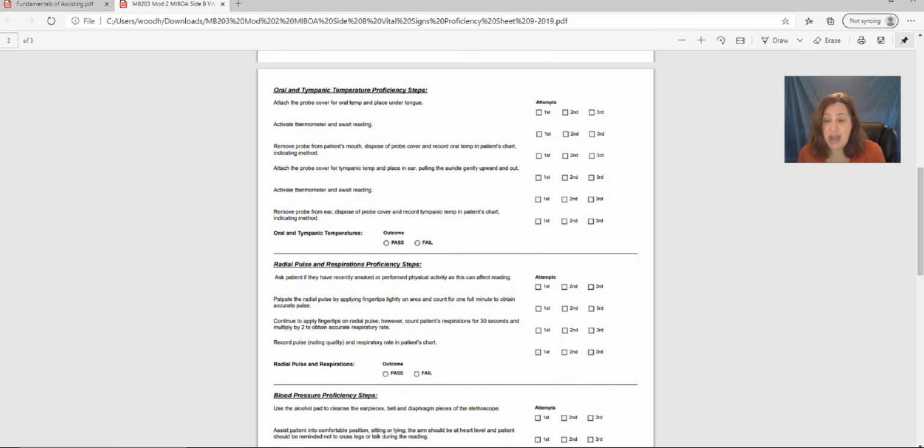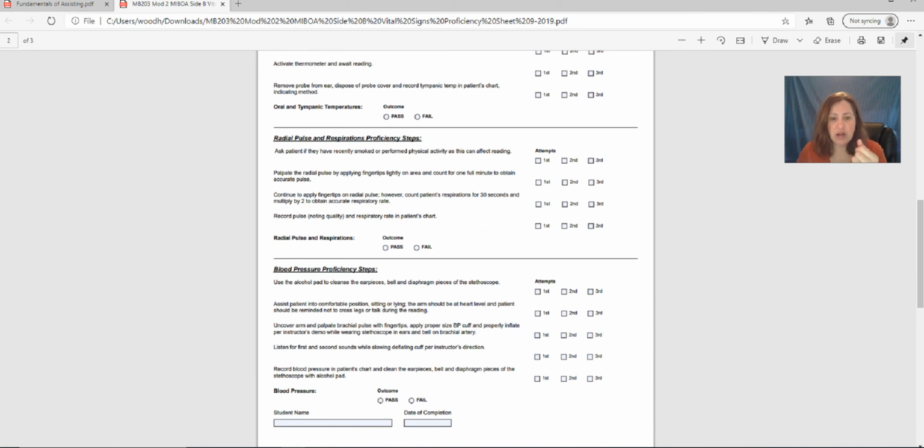Oral and tympanic temperature, so mouth and ear. Radial pulse and respiration. So the only pulse we're going to have you test is this one. Although I probably will have the students listen to their heartbeat with a stethoscope just because I think it's a good skill, but it's not something that they have to master. And then do a blood pressure.